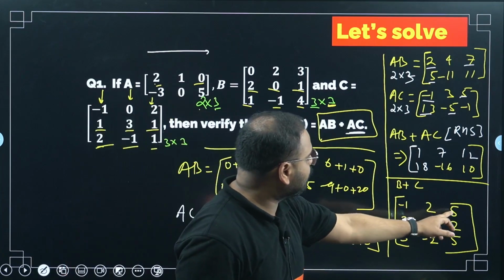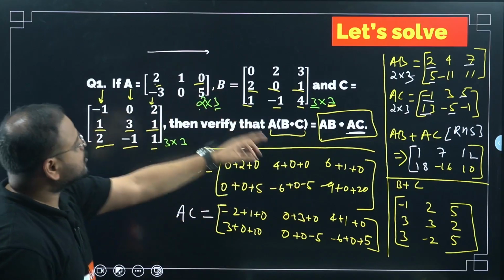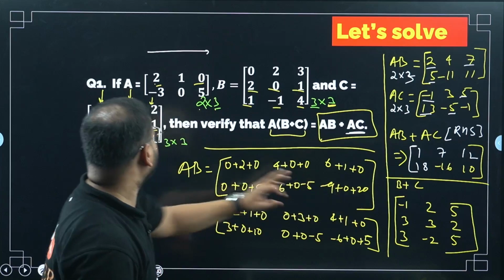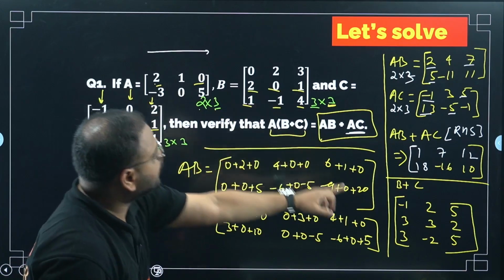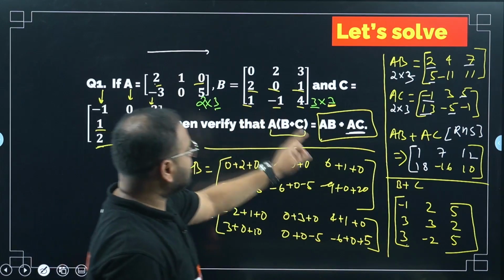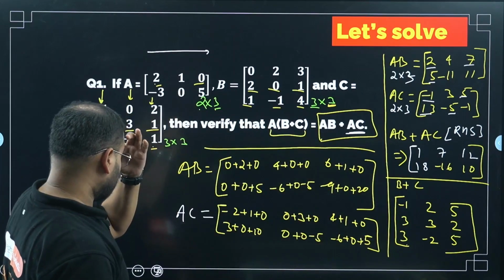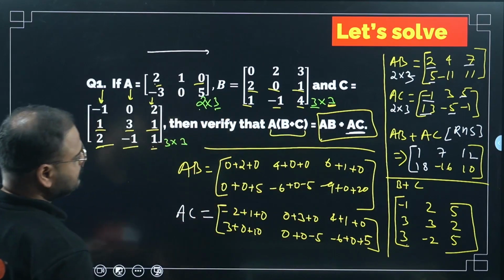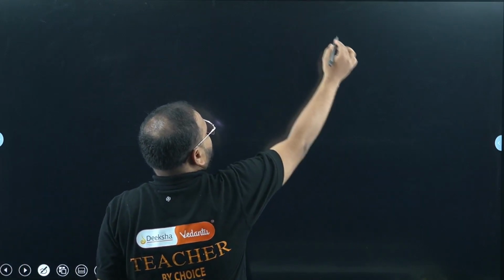So minus 1, 2, 5. Over here, minus 1 plus 0, minus 1. 0 plus 2, 2. 2 plus 3, 5. 1 plus 2, 3. 3 plus 0, 3. 1 plus 1, 2. 2 plus 1, 3. Minus 1, minus 1, minus 2. 1, 4, 5. So we have got B plus C. We'll write B plus C on the next slide.